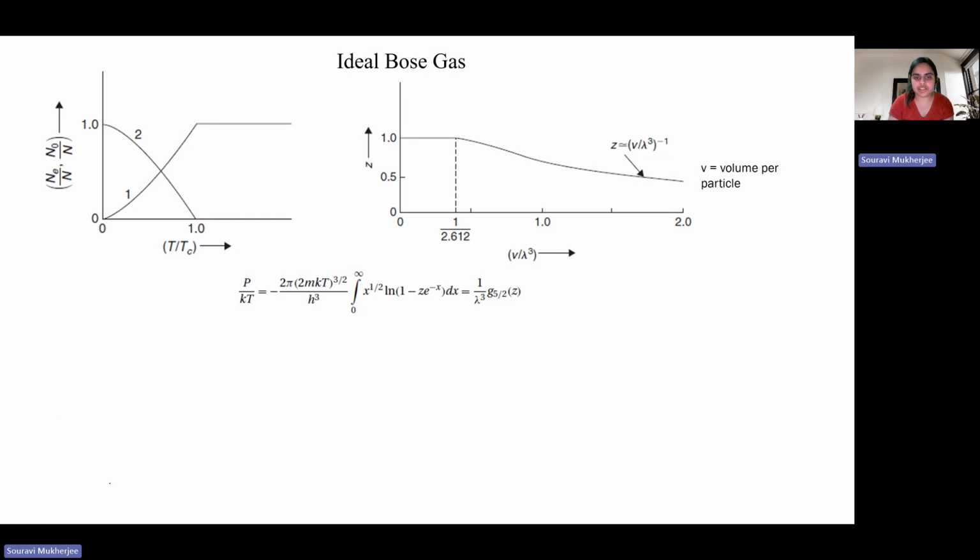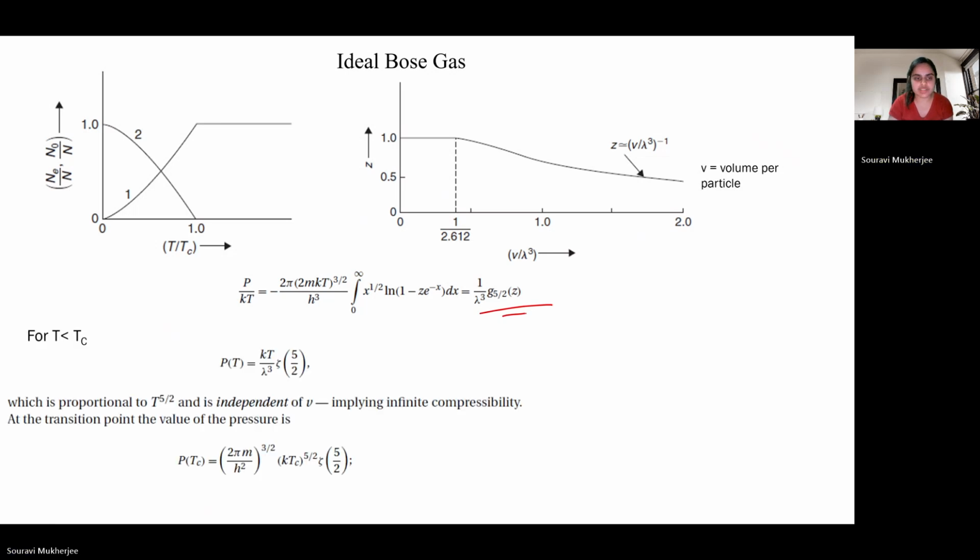Now this is the relation that we had initially derived, right? P by KT is given by this relation here, where you can write it in terms of the Bose-Einstein function. So for T less than Tc, what happens? Your Z is 1, so you can put Z going to 1. We just saw that G is the Bose-Einstein function. Now G 5 by 2 Z, if you put Z equal to 1, would give you the zeta function. So now P is written as KT by lambda cube into zeta 5 by 2.